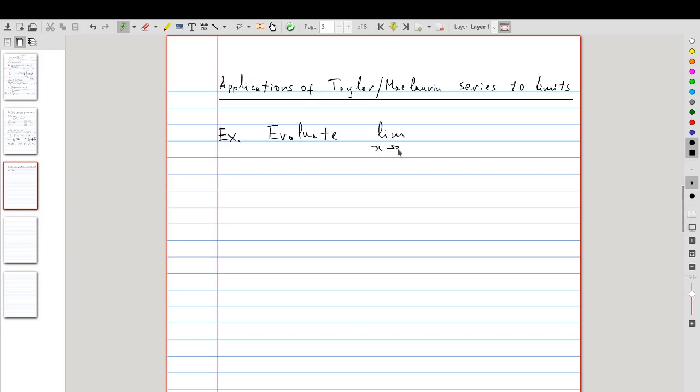As x goes to 0, e to the x minus 1 minus x over x squared. So it is not hard to check that for x equal to 0, we have 0 both in the numerator and in the denominator. And so this is an indeterminate form 0 over 0.